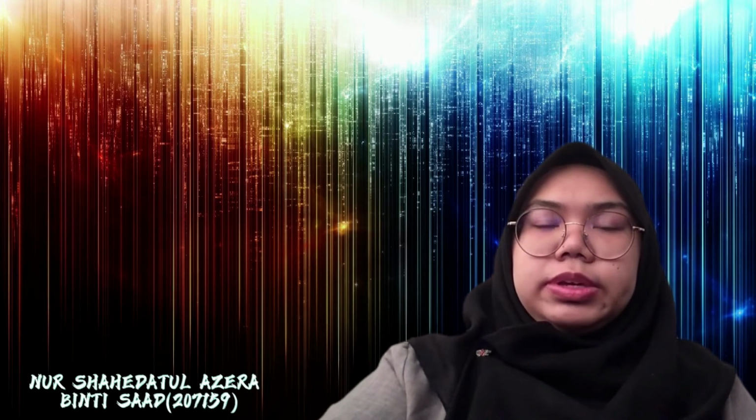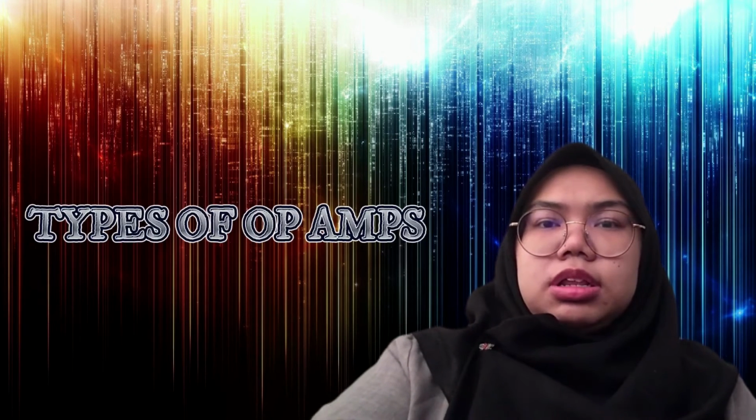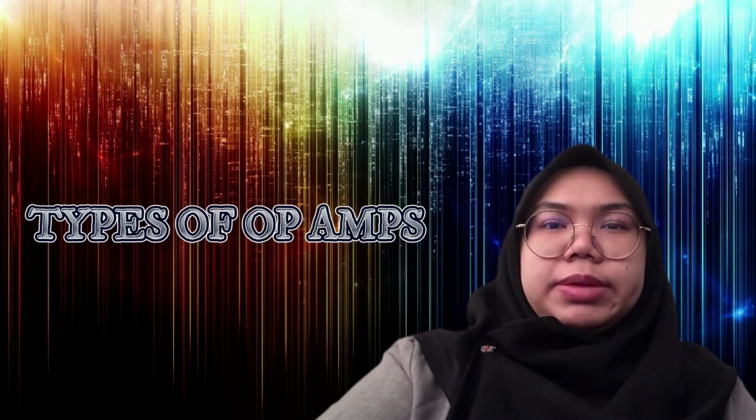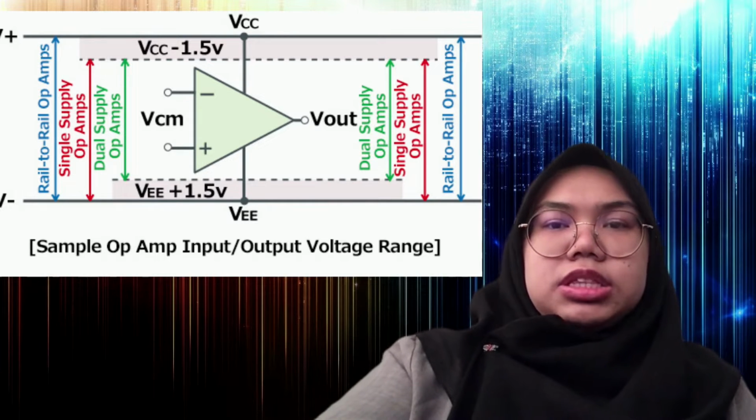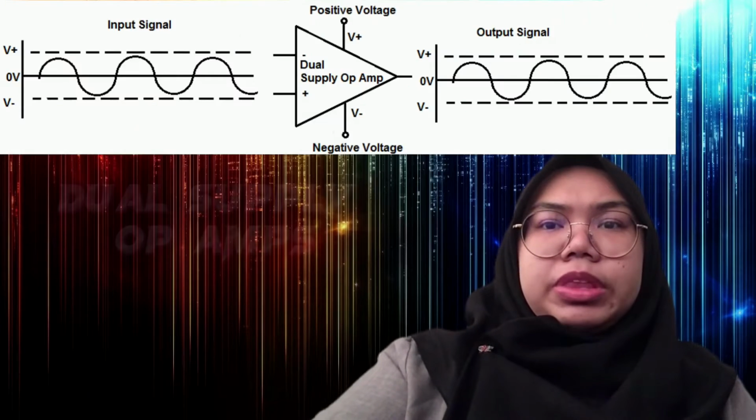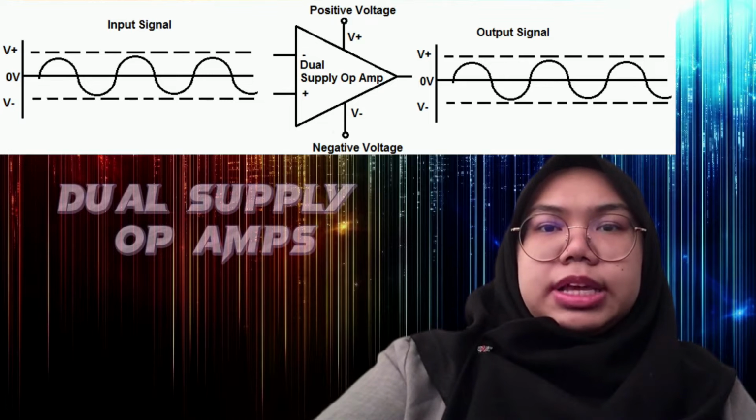Next, I will continue with the types of op amps. Op amps can be classified into three main types based on the input-output voltage range, which are dual supply, single supply, and rail-to-rail. The input or output voltage range of each type of op amp is shown below. First, the dual supply op amp.